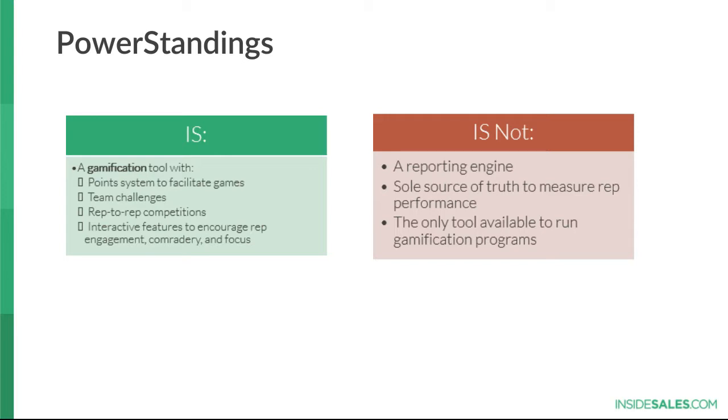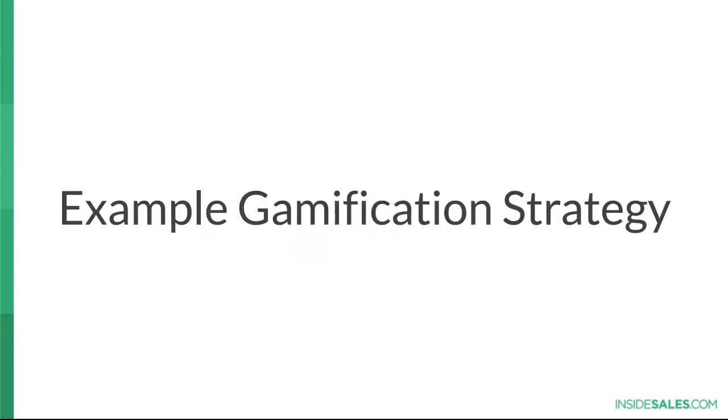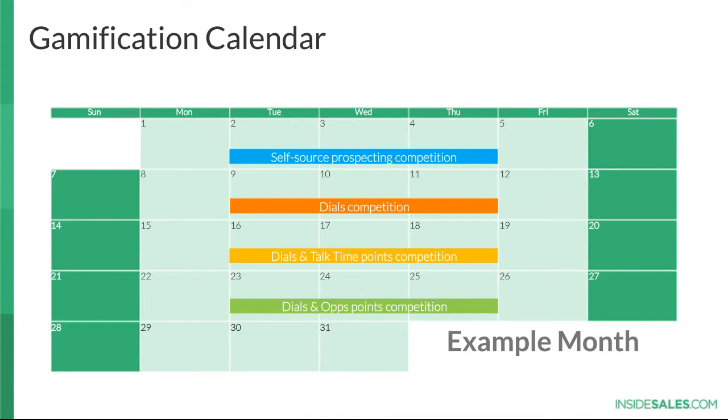Okay, so that's gamification. That's Powerstandings. What we're going to do next is talk about an example gamification strategy. Here we have it planned out a month in advance. We have a different KPI we're going to focus on each week of the month. Right? You've got self-sourced leads, dials, talk time, and finish off the month bringing in more opportunities. So there you have a plan nailed down.